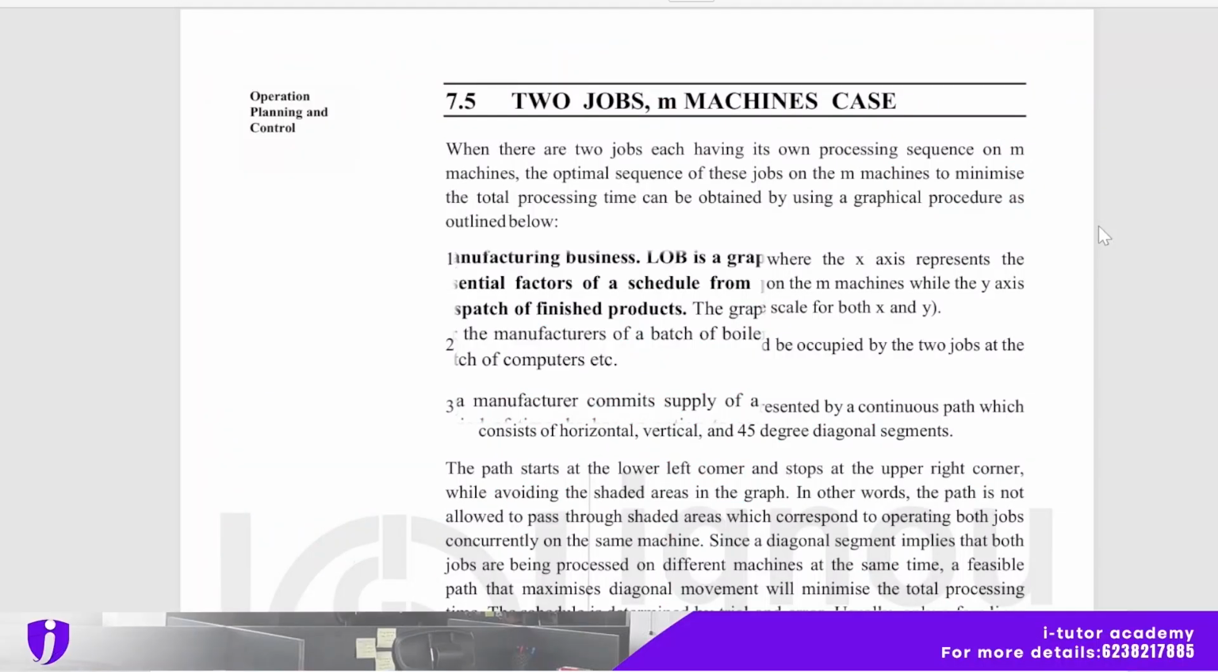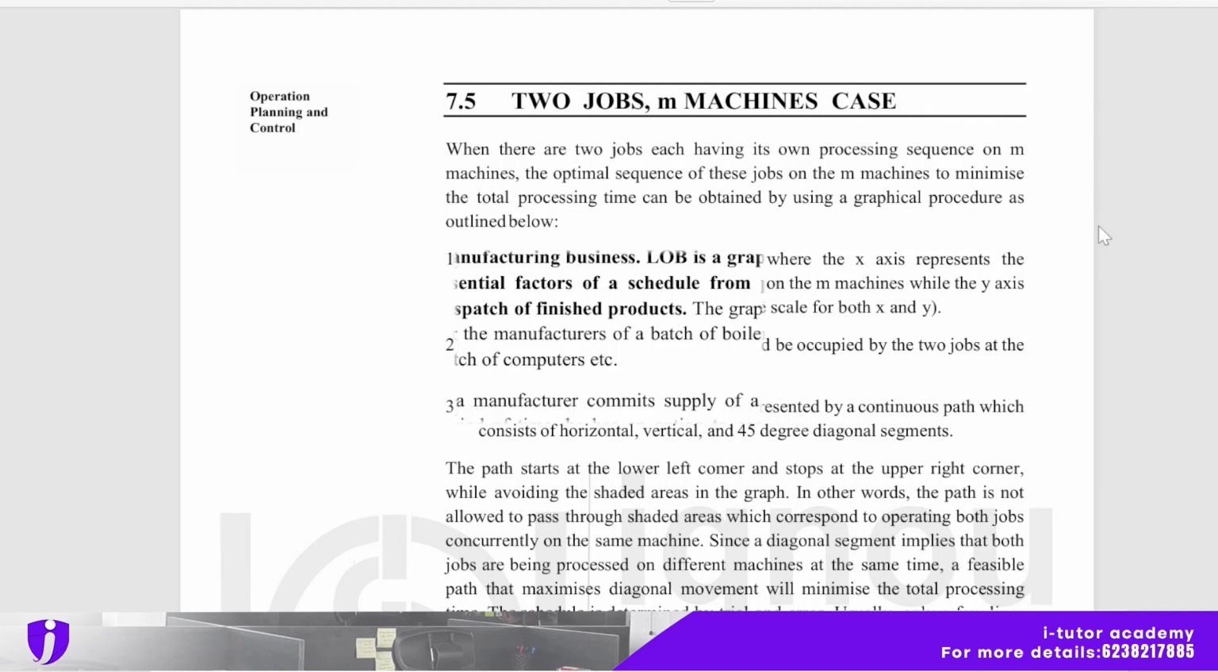In today's session, we will start with MMPC-009, Unit 7, Subsection 5. And in the last video, we covered till subsection 4 of MMPC-009, Unit 7. And it's two jobs, M machines case. In the last sessions, we covered two machine cases. This is M machine cases and two jobs are there.